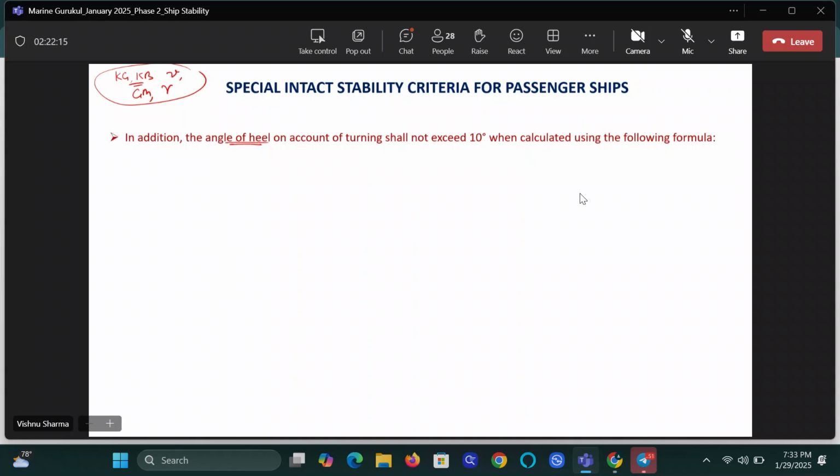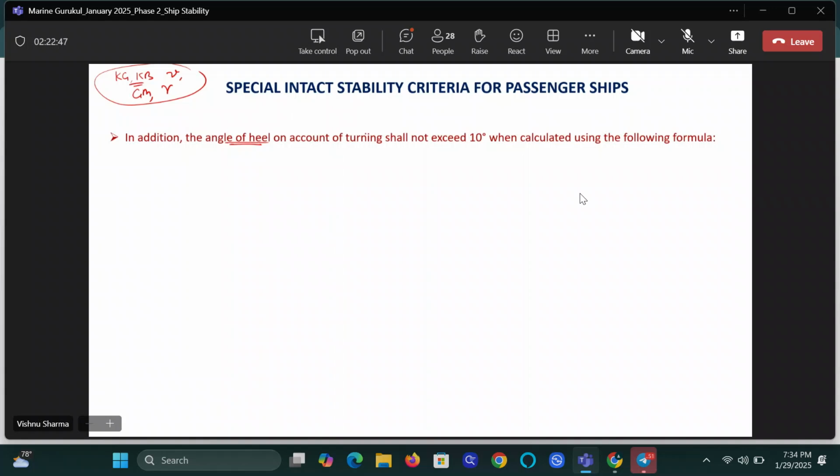So if I have to demonstrate my compliance, I have to fix all these now. Sometimes I may be moving at full speed, sometimes at half speed, sometimes dead slow ahead. Sometimes I may be taking a turn of 400 meters, sometimes a turn of 500 meters. So if I have to demonstrate compliance, for what values do I have to demonstrate this compliance? Understood, guys? Yes, sir. Correct.